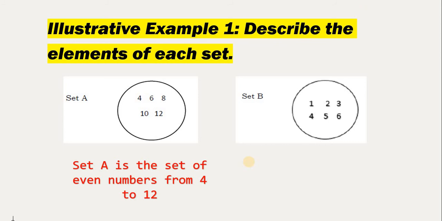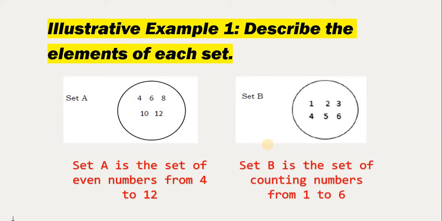Okay, sa given set. Next one, set B. So, ang elements, we have 1, 2, 3, 4, 5, 6. Okay, so how are we going to describe this set? Set B is the set of counting numbers from 1 to 6. Okay, again, dapat specific. Pwede rin natin lagay dito natural numbers kasi same lang naman yun. Counting and natural numbers.